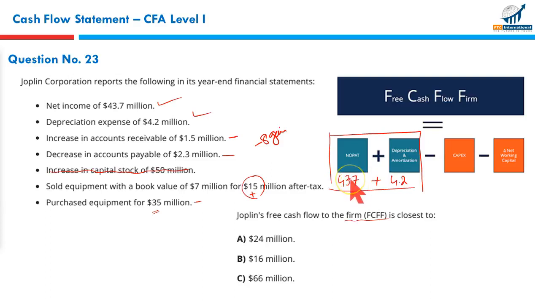We have net income 43.7. To this we add depreciation 4.2. Increase in account receivables is an outflow, 1.5. Decrease in accounts payable, you have paid them, 2.3 negative. This gain: loss is added, gain is deducted from operating cash flows. I'm sure you remember that. Sold equipment, and this will fetch you 15 million, add 15 million. And from this, we purchase an equipment for 35 million, deduct 35.